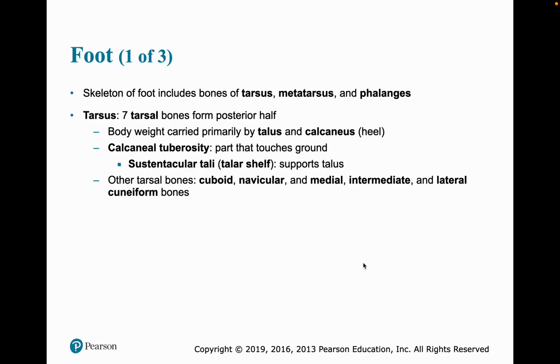Down in the foot, we have tarsals, metatarsals, and phalanges. The tarsus is the 7 tarsal bones that form the back half of the foot. Body weight is primarily carried by 2 of these, the talus and the calcaneus, which we would refer to as the heel. The calcaneal tuberosity is the part that touches the ground. The sustentaculum tali, or talar shelf, supports the talus. Other tarsal bones include the cuboid, navicular, and the medial, intermediate, and lateral cuneiform bones.